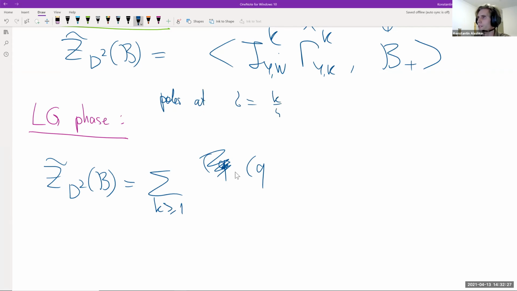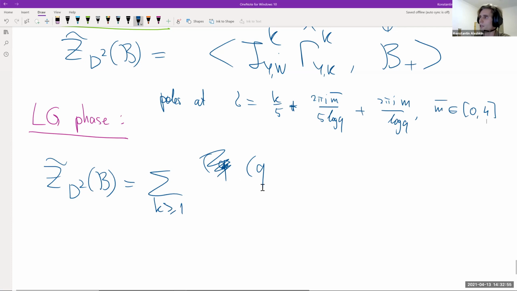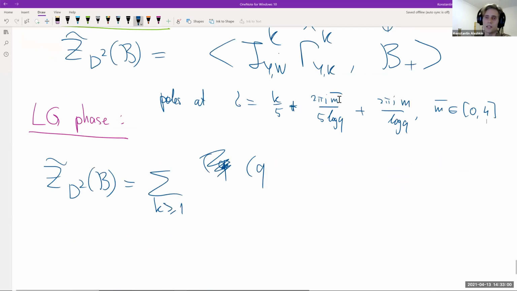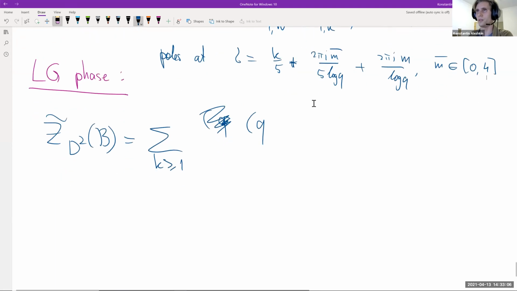So poles at sigma equal to K over 5 plus, and I want to split it as 2 pi i m bar over 5 log q plus 2 pi i m over log q, where m bar goes from 0 to 4. So I'm just taking the residue modulo 5 of this second lattice. And these residues are exactly where these additional 20 solutions appear compared to the original story.